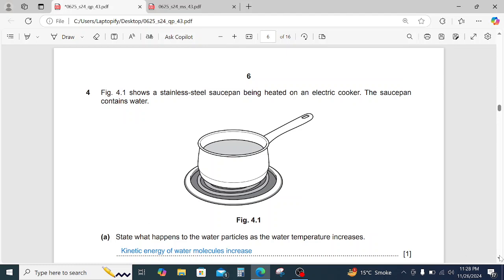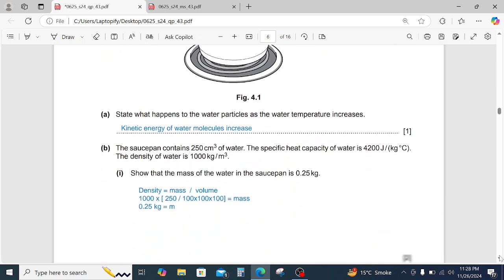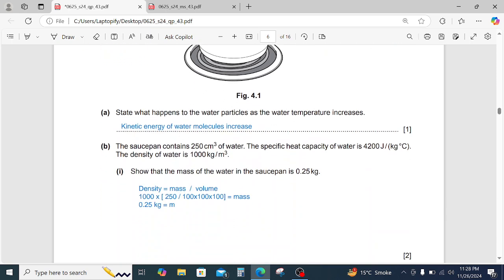So the first question is: state what happens to the water particles as the water temperature rises. Remember one thing, when you are applying heat energy to any matter, here the matter is liquid. As a result, the thermal energy of the matter starts to increase. In this case we are using water in the saucepan, so water is the matter here. So the heat energy that you are supplying will increase the temperature of the water molecules. So I have written it here in one sentence.